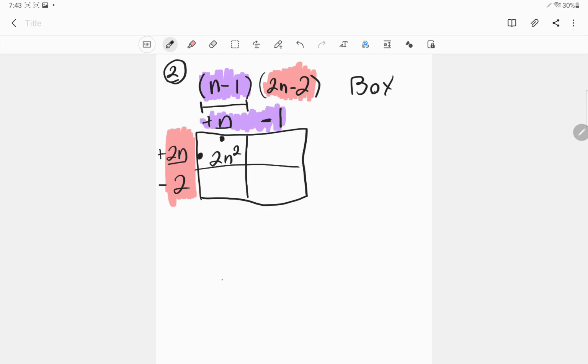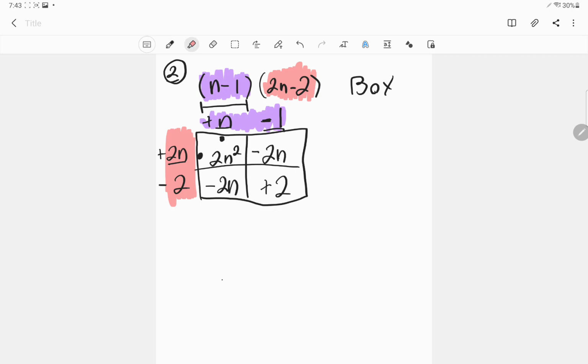Okay? I'm going to move to the right. Now I have -1 times 2n is going to give me -2n. Alright? And then I'm going to have n times -2, again, -2n. And finally, -2 times -1 is going to be a positive 2.